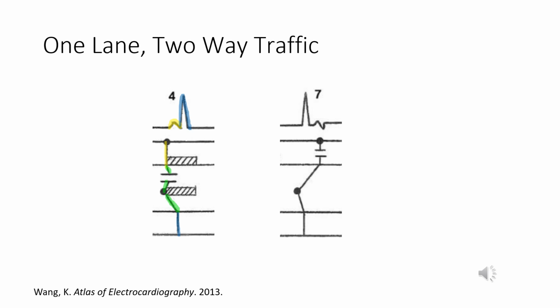On the right, we see another consequence of a collision, a fusion beat. A junctional beat that started earlier is depolarizing the atria at about the same time as a sinus beat. Since there's no refractory tissue involved here, part of the atria is depolarized from an SA node impulse, the dot on the top, and part is depolarized by an AV node impulse, the dot in the middle.